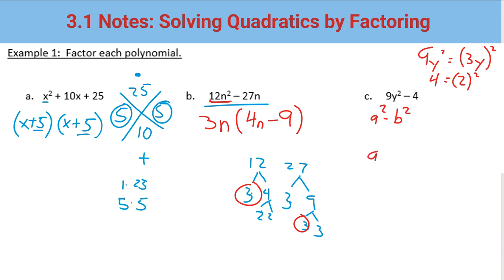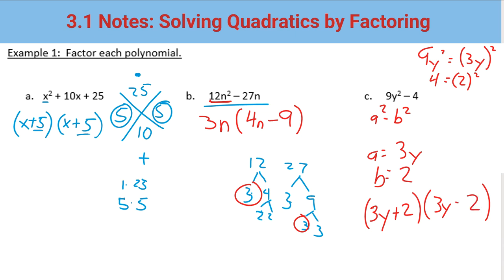I know that my a value is equal to 3y, and my b value is equal to 2. So then I am going to use that a plus b, 3y plus 2, times a minus b, 3y minus 2. So there is my factored form for those.